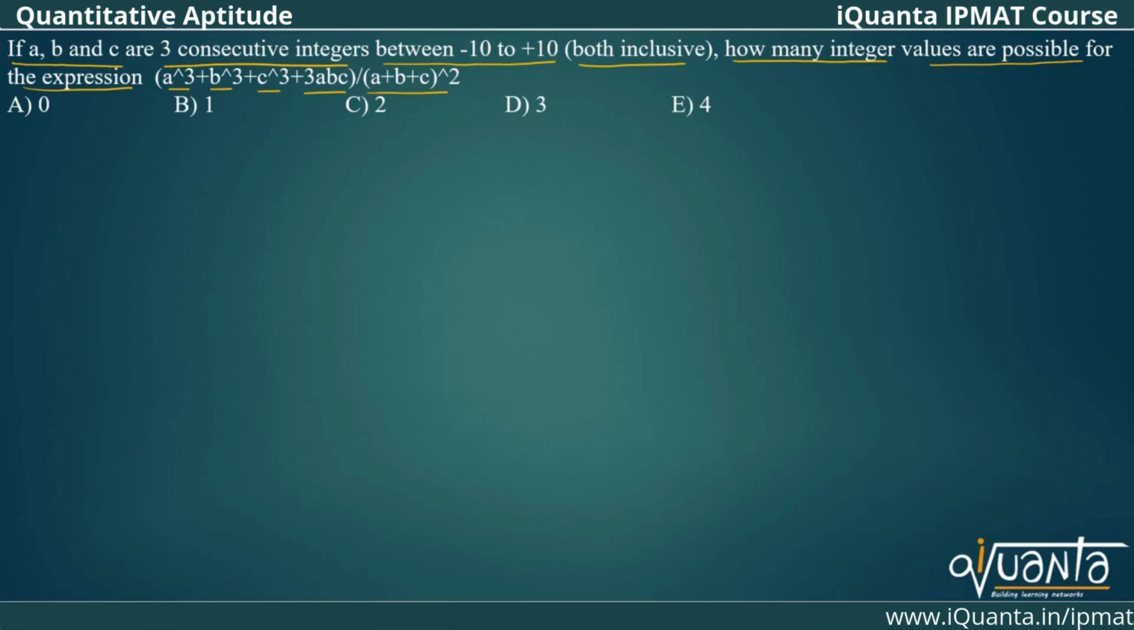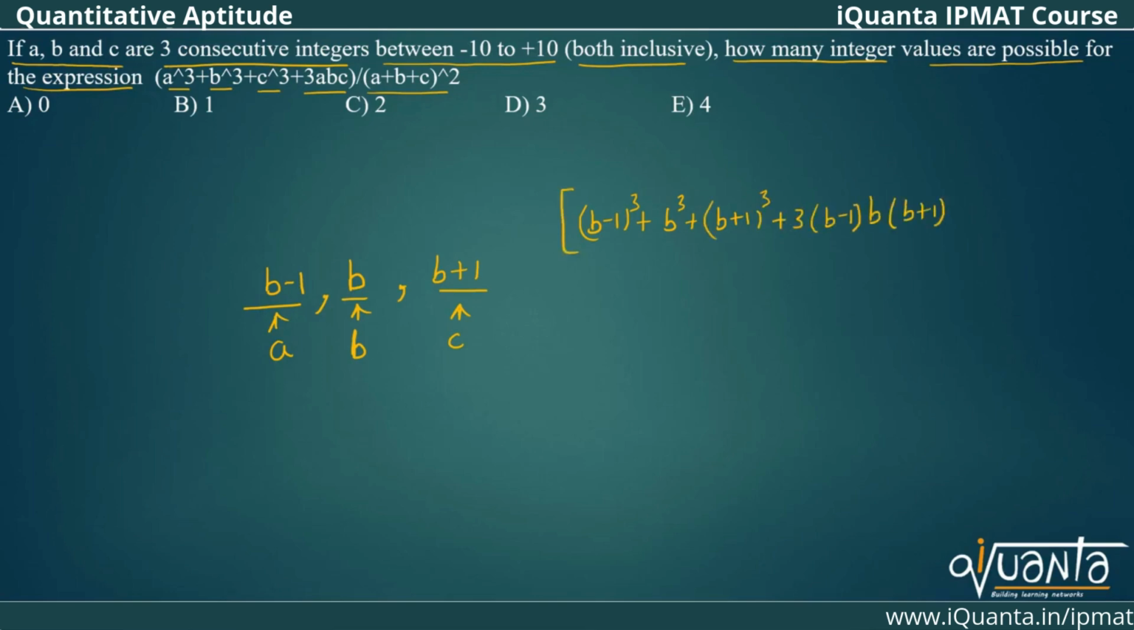So in such a question you should always go by the generalization method. What is that? We know that a, b, c are three consecutive integers between -10 to +10. Three consecutive, that means we'll have b in between. a will be just one less than that, so a will be b minus 1, and c will be one more than b, that means b plus 1. These will be the values of a, b and c. Here we'll be putting these values into the expression. So we have a cube, that means (b minus 1) cube, plus b cube, plus (b plus 1) cube, plus 3 times (b minus 1), times b, times (b plus 1), upon a plus b plus c.